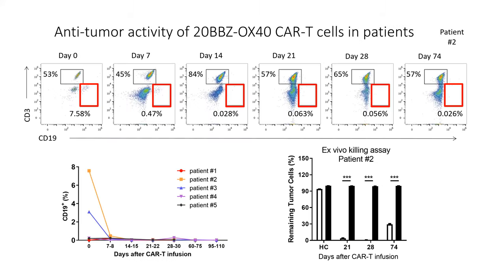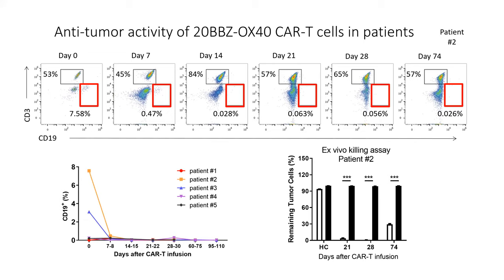And then we check the anti-tumor activity of the CAR T cells in patients. So first, we check the CD19 positive cells, including both the normal B cells and the tumor cells in peripheral blood. We find that 7 days after the infusion, the CAR T cells killed most of the normal B cells and the tumor cells in peripheral blood. And this is consistent for over 3 months.